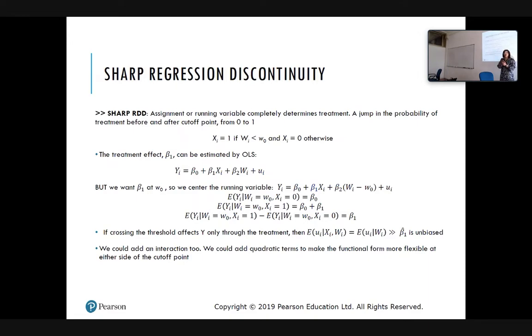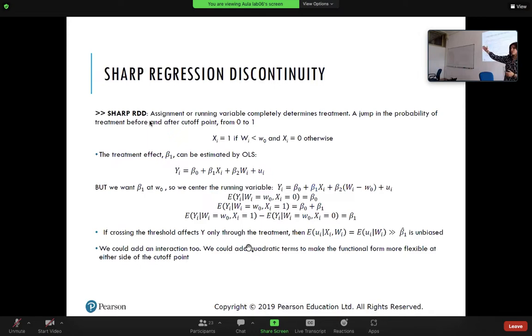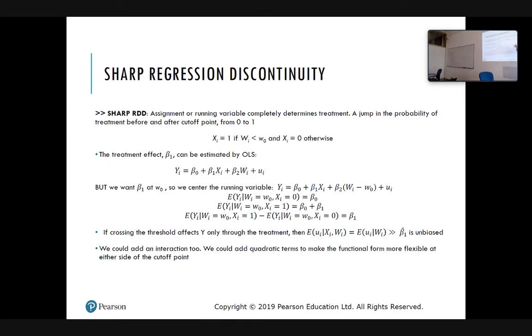So the probability of getting the treatment for those who are just below the threshold or above the threshold is equal to 1 or is equal to 0. Okay, so this condition on W determines the probability of getting the treatment. It could be equal to 1 or equal to 0. Then, if this is the case, we want to estimate, as I told you, the treatment effect when W is at the threshold value. How do we do that?